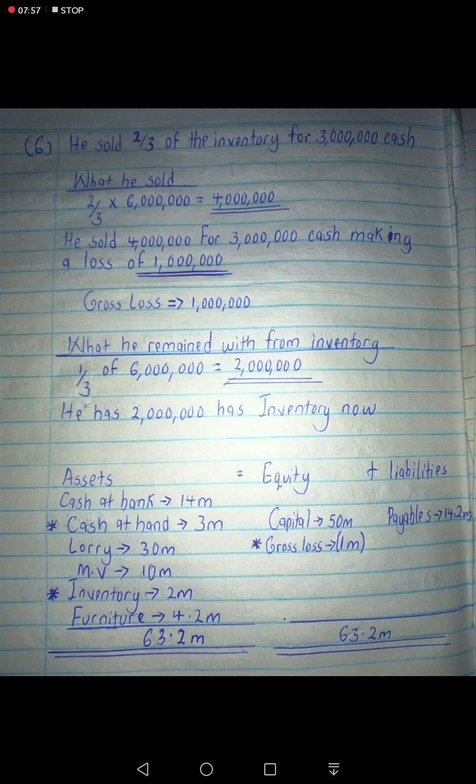63.2M. Then here equity capital is going to be 50M, and then I record my gross loss of 1M, which is going to be deducted, subtracting something from the capital, then plus the payables, which is 14.2M. So when I add this side, 50 minus 1M plus 14.2, I'm going to get 63.2. So meaning for this transaction 6, my account will be balancing.